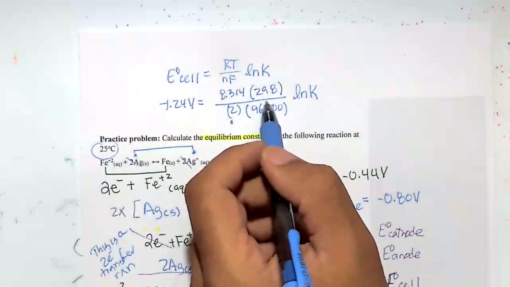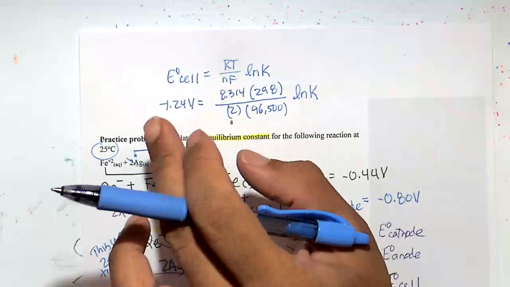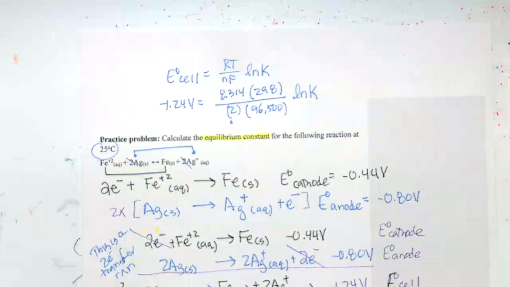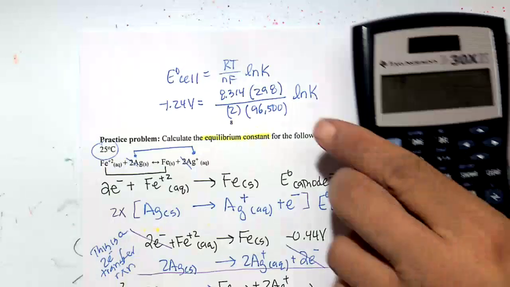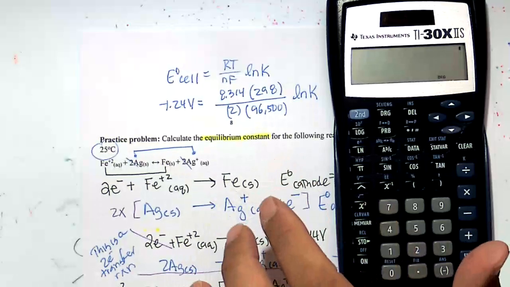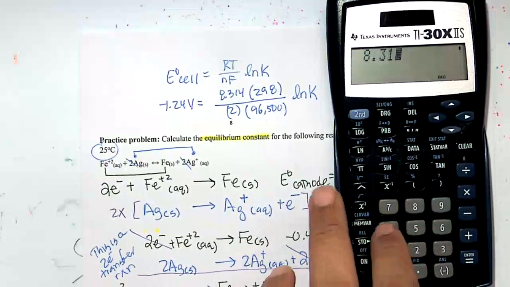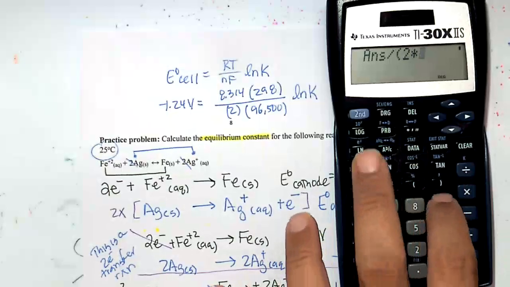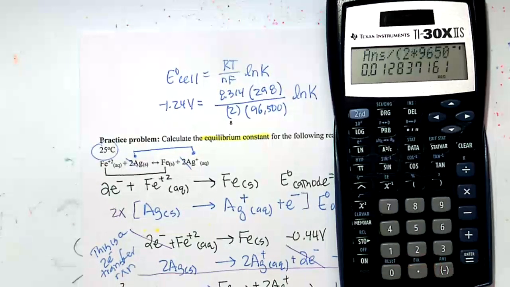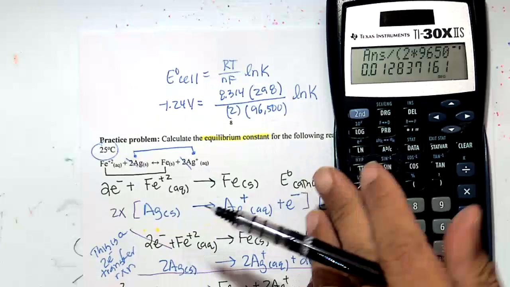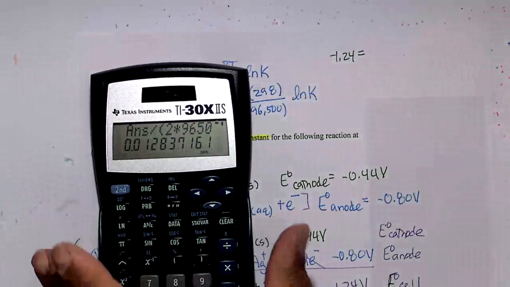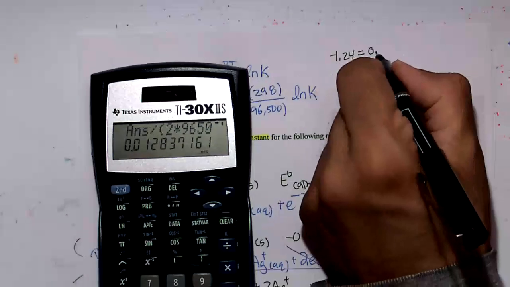All right, so I'll do this on my calculator, which I don't have, and then I'll do minus 1.24 divided by that. Okay, my calculator died. All right, so 8.314 times 298, divided by 2 times 96,500. Okay, this is what I'm getting. So minus 1.24 equals, you guys got that? 0.012837.